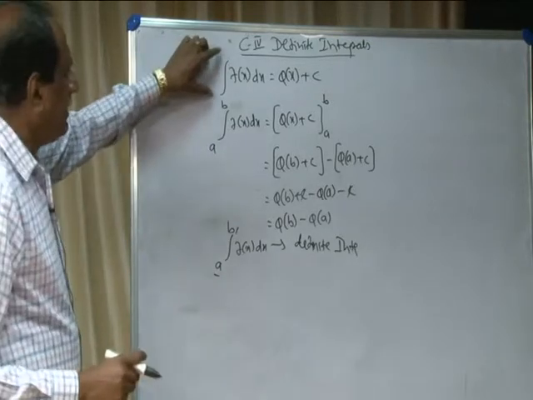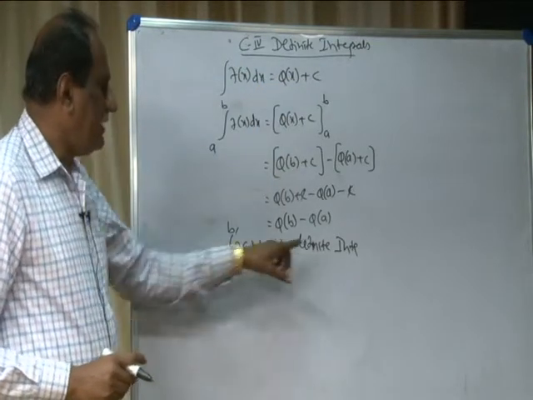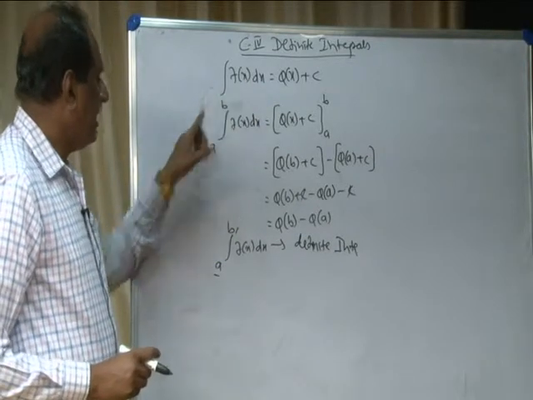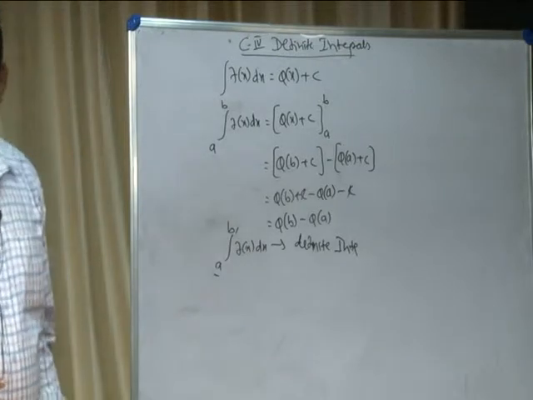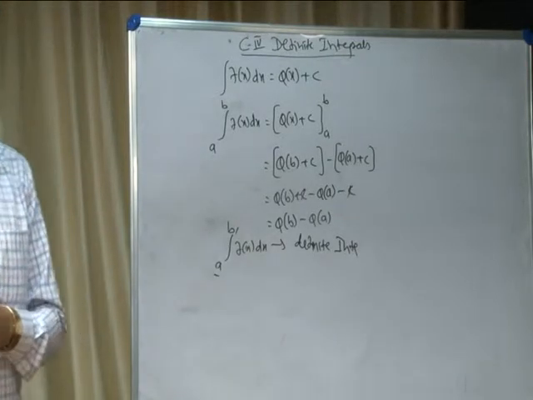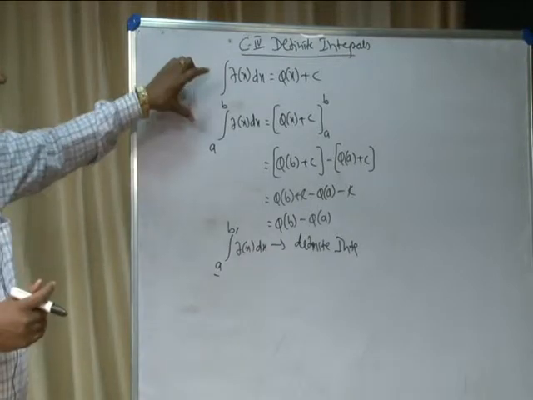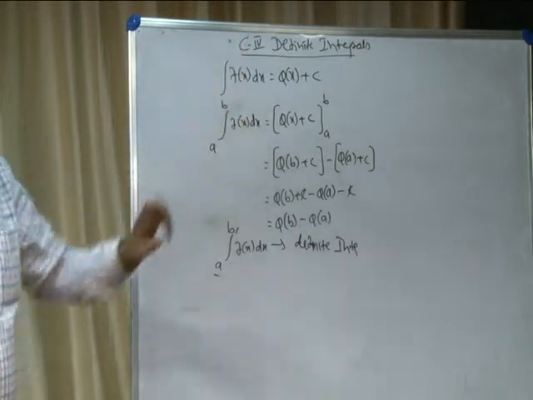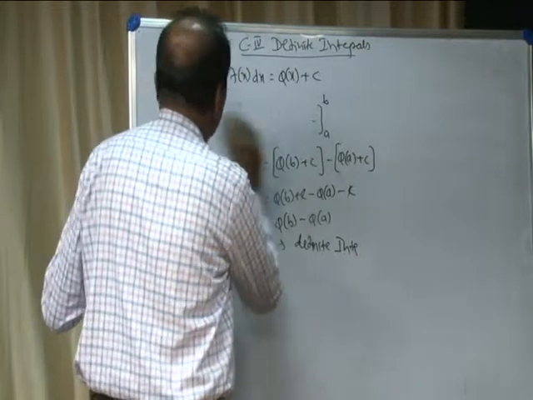Observe both integrals. Here after integration c is there, here after integration no c. This is definite, this is indefinite, and limits are there in the definite integral, no limits in the indefinite integral. So we can easily identify definite and indefinite integrals by seeing if there are limits, upper limit and lower limit, then it is definite; no limits, that is an indefinite integral. So this is the definition.